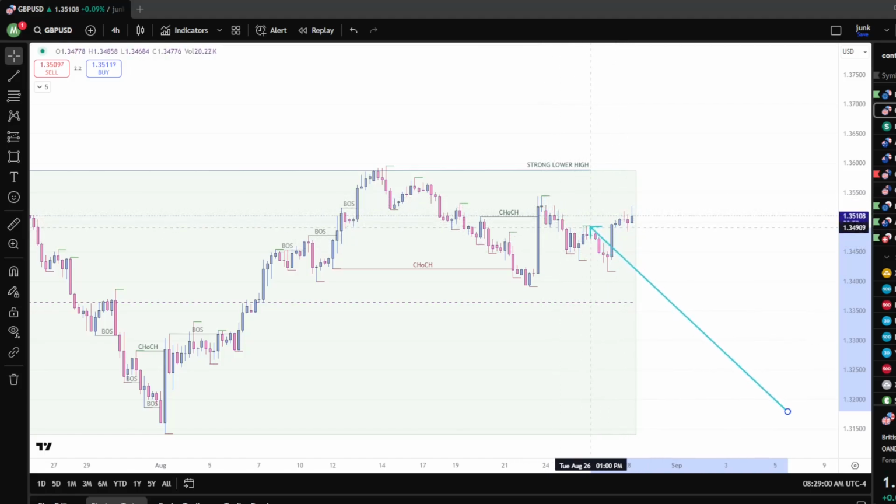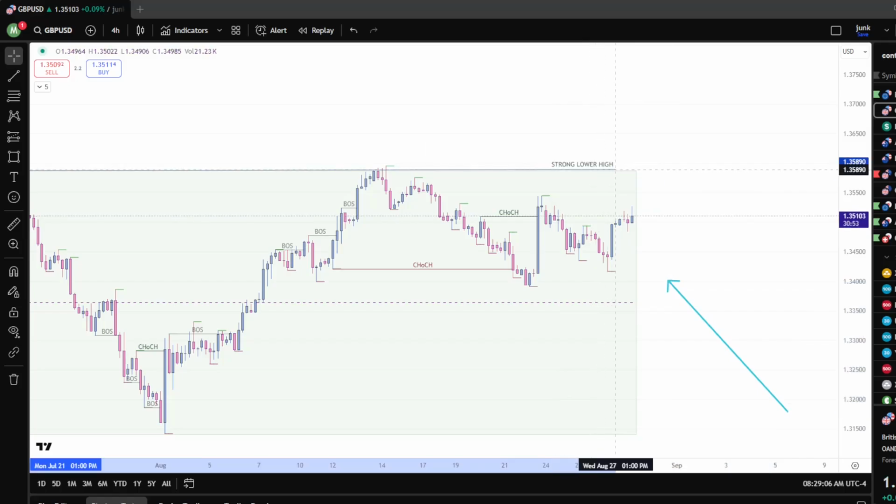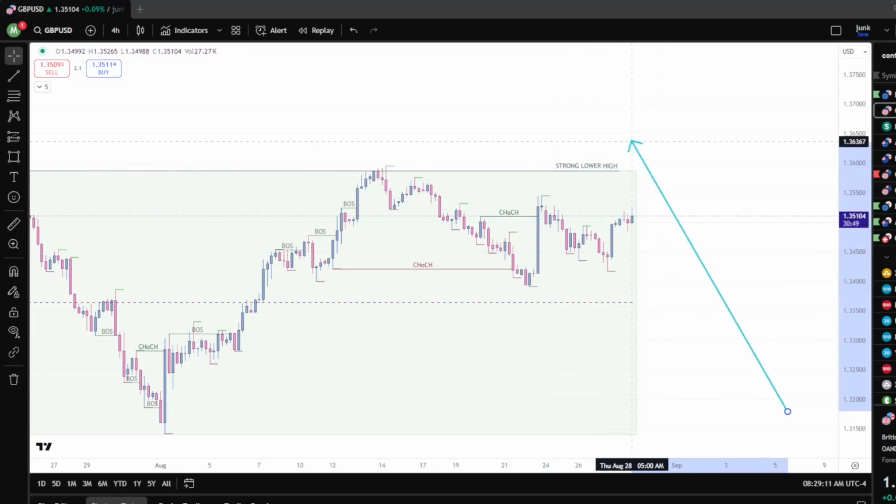Price continued to take out some liquidity over these highs, but it hasn't really had a strong push toward that strong lower high that formed this range in the first place. That's what I was looking for. If any type of bullish momentum picks up, look for any type of retracement.